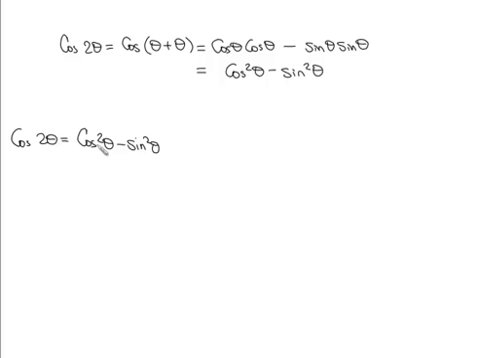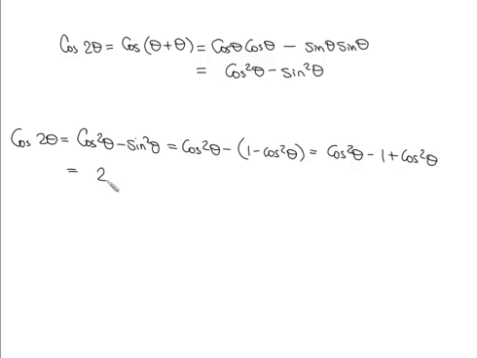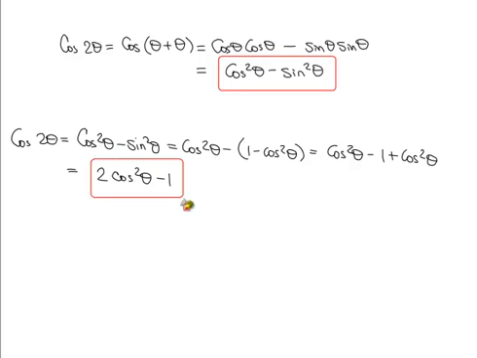But we know that cosine squared minus sine squared can be written as cosine squared theta minus, and sine squared is really 1 minus cosine squared theta. That's cosine squared theta minus 1 plus cosine squared theta, which means that this thing is really equal to 2 cosine squared theta minus 1. And so we don't just get this identity, we also get this identity for this.